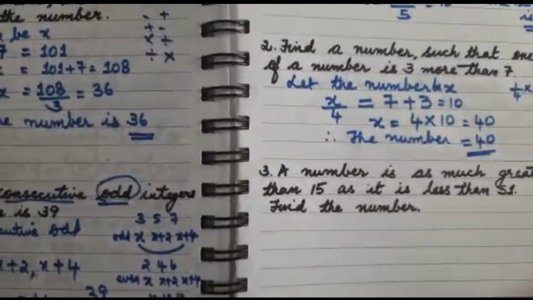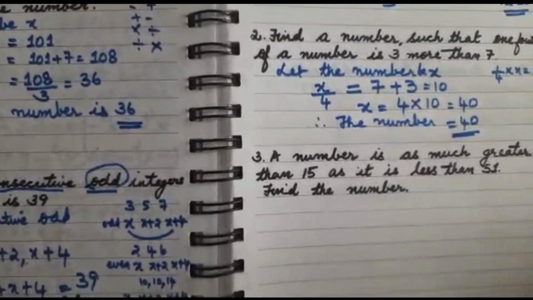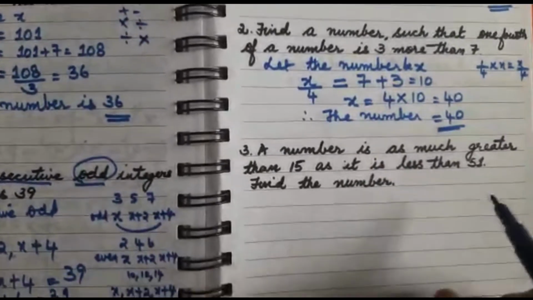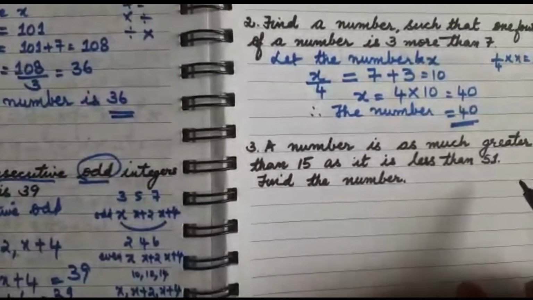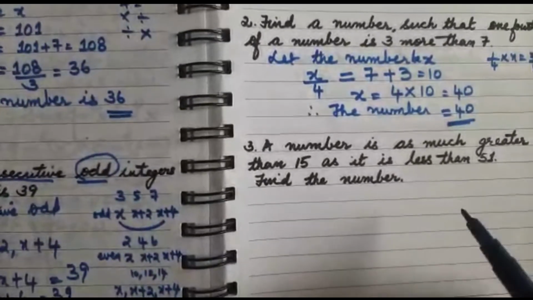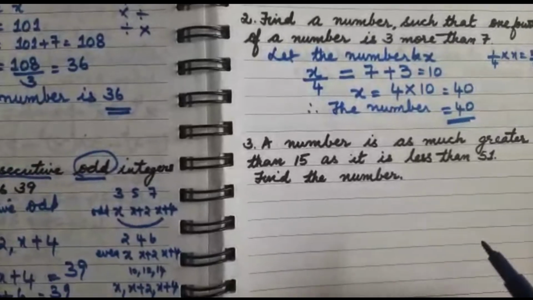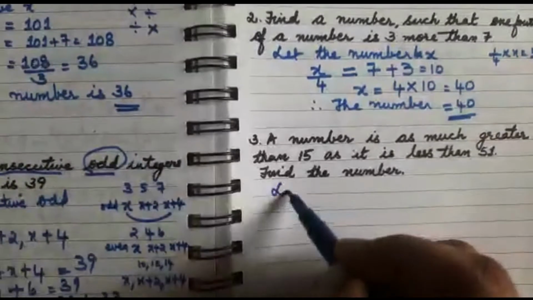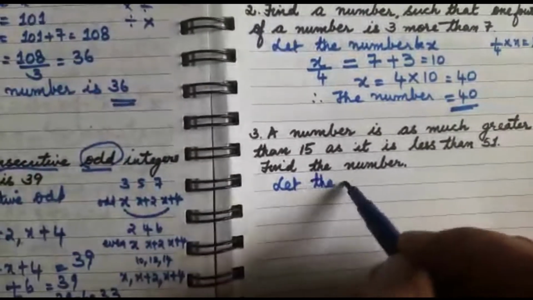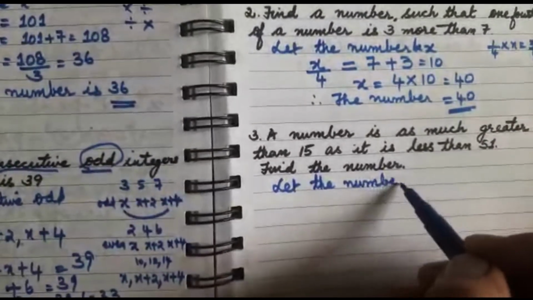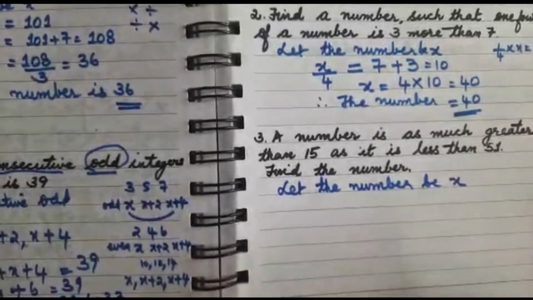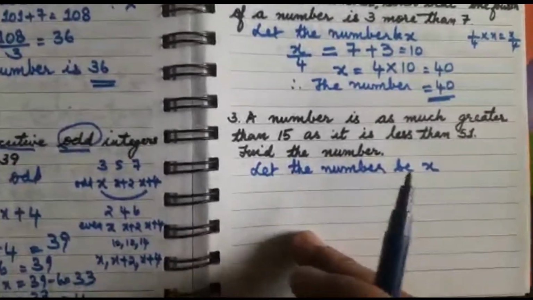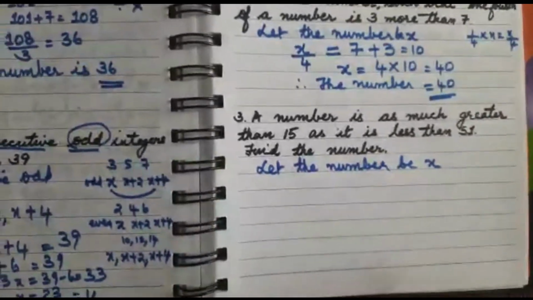Next is, a number is as much greater than 15 as it is less than 51. Find the number. So always what will you write? Let the number be x. Don't ask why ma'am is taking x. You can take whichever is your favorite. My favorite is x. That is why.